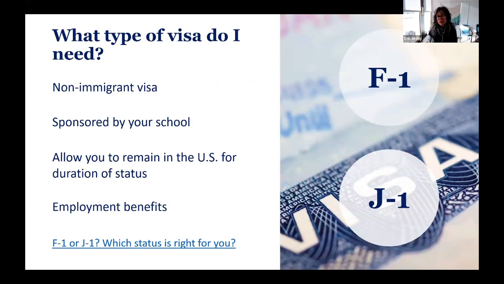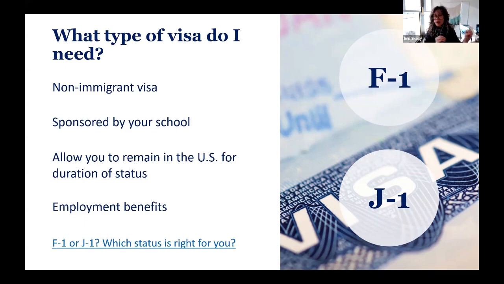So if you're not from a travel ban country, which I don't think most of you are, what type of visa do I need? If you're coming to the university to study, you'd be coming on a student visa. That's an F1 or J1 student visa. The F1 and the J1 are both non-immigrant visas. That means you are coming to the US and you do not have the intention to stay here forever. You're coming here for a specific purpose.